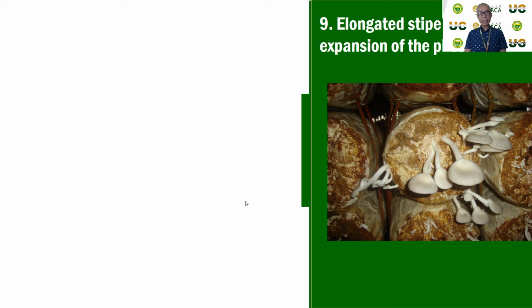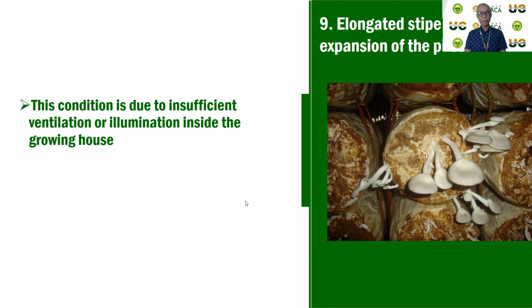The next problem is elongated stipe and delayed expansion of the pileus. The abnormal elongation of the stipe coupled with non-expansion of the pileus may be attributed to insufficient ventilation and light inside the growing house.